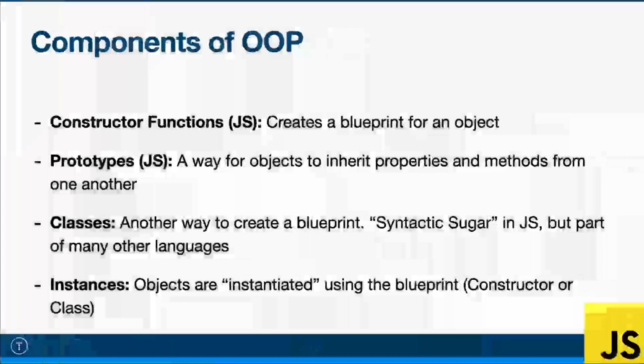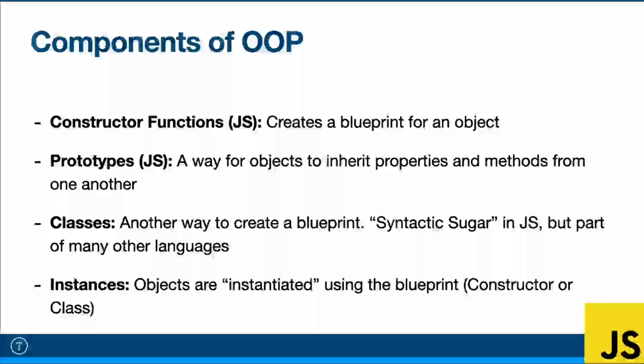So to go over some of the components of object-oriented programming, some of the things that we'll be working with a lot, we've already looked at object literals, which are a way to create a single object. We're going to start to learn about constructor functions, also called constructors, and this is a way that we can create a blueprint to create objects from. So if we create, let's say, a user constructor function, we'll be able to create users from that. We also have prototypes, which are a way for objects to inherit properties and methods from one another.